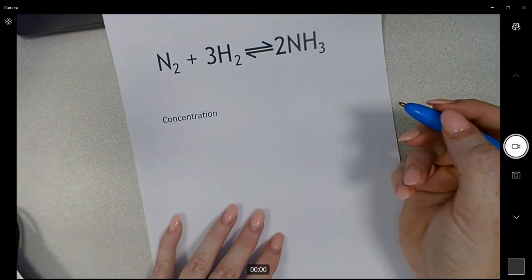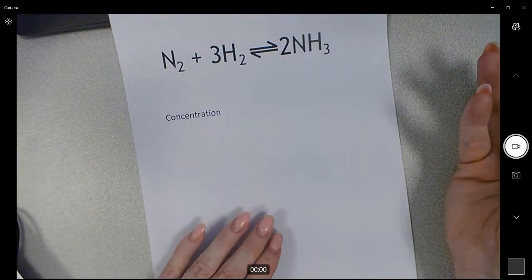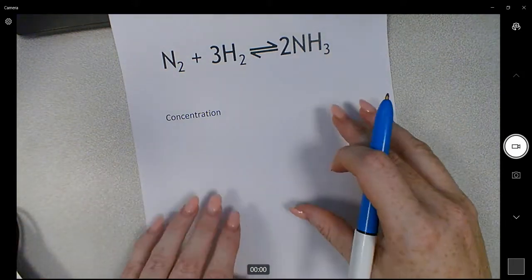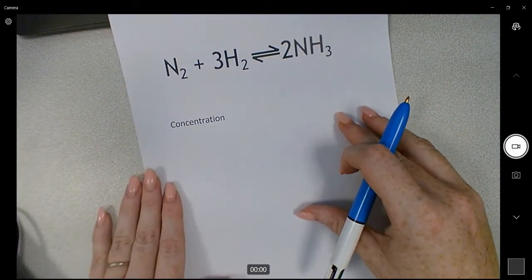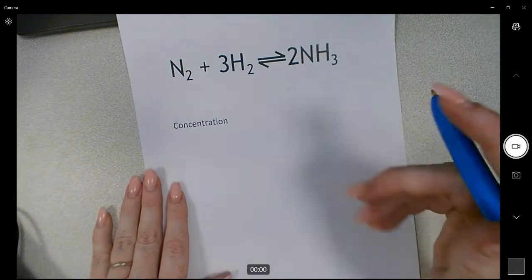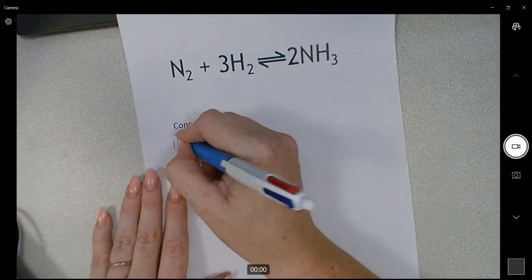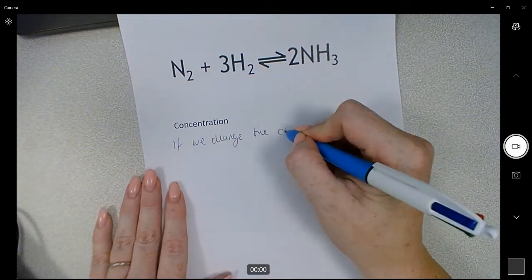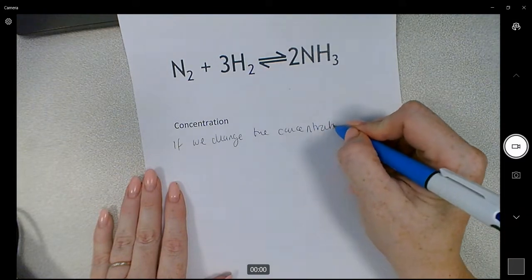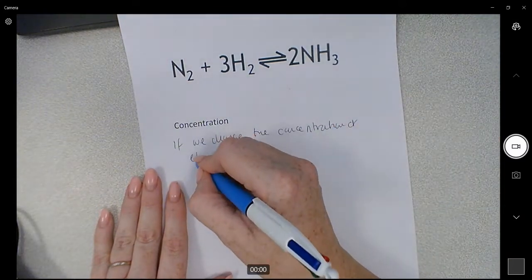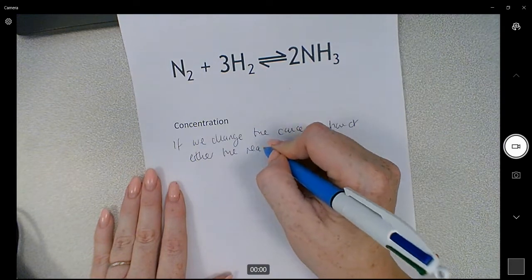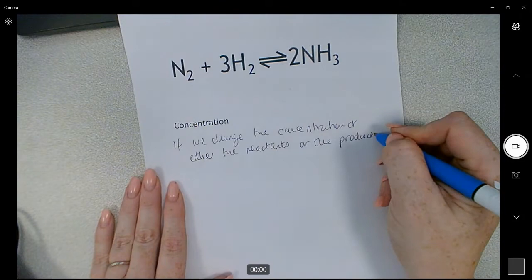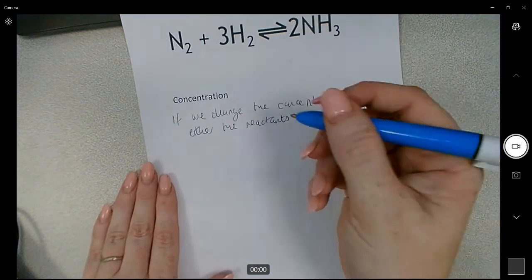So as you know, Le Chatelier's principle is that if you make a change, the system tries to counteract that change. So let's look at what increasing and decreasing the concentration would do in this scenario. Let's just write down the following. If we change the concentration of either the reactants or the products, then we are no longer going to be at equilibrium.